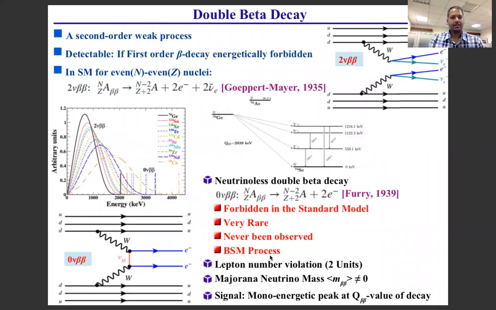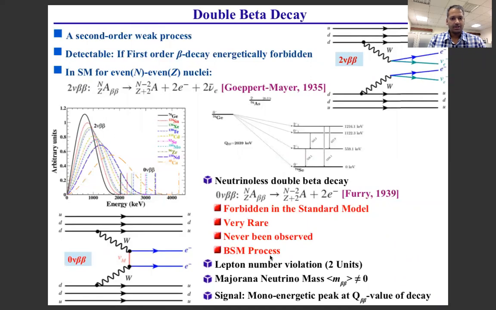So we know that double beta decay is a second-order, very weak process, and it is only detectable if all the first-order beta decay processes are energetically forbidden or not allowed. So in the standard model, basically it is a conversion of two neutrons into two protons with the emission of two anti-electron neutrinos and two electrons.